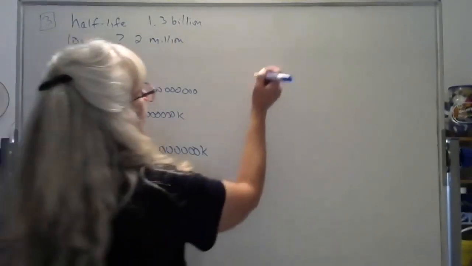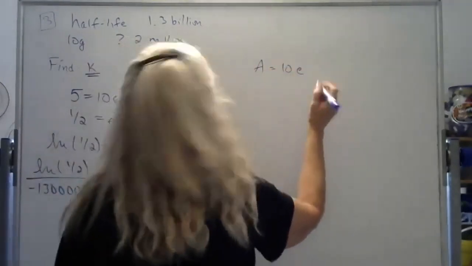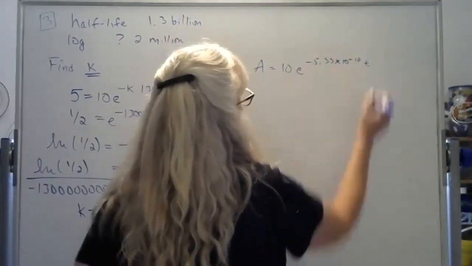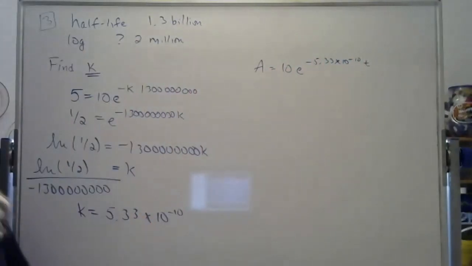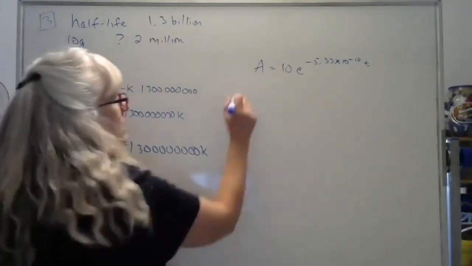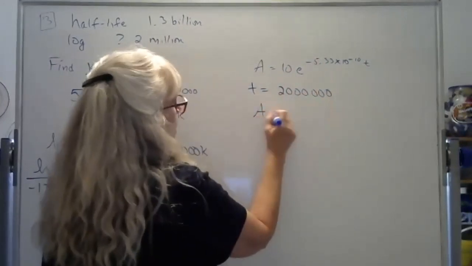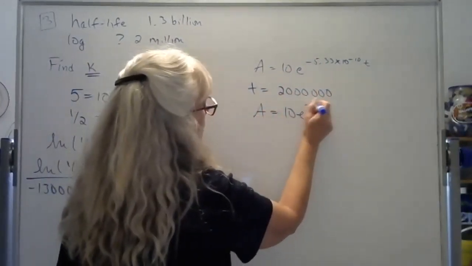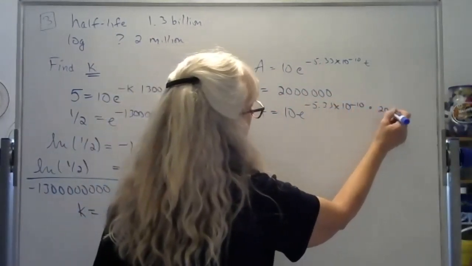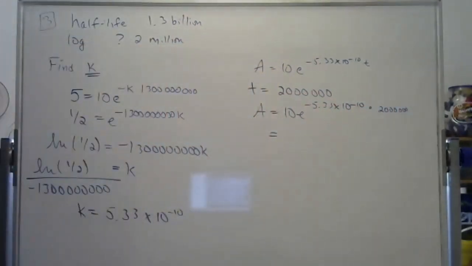So we now know that the amount at any given time is going to be 10e to the negative 5.33 times 10 to the negative 10th times t. So if you give me a time, I can then tell you how much we have. Well, they're telling me 2 million is our time. So when t equals 2 with 6 zeros after it, A is going to be equal to something. So now we're just plugging back in. And believe it or not, the place you're going to make mistakes on are those zeros, right?